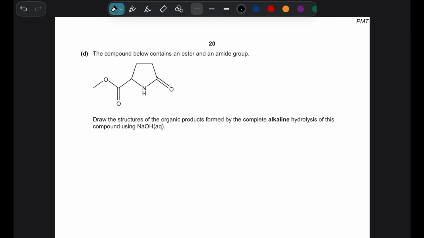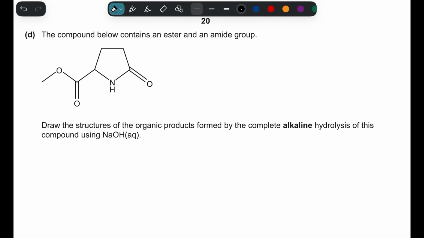Okay, so this is a big question, and we've got alkaline hydrolysis. So just remember it's alkaline hydrolysis, right? So we need to kind of know what we're going to form and what bonds we're going to break.